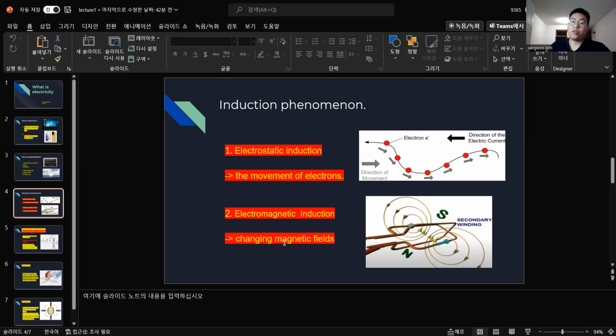So the next step is electromagnetic induction, changing the magnetic field. We don't know what that means, so that's why I'm here to explain it to you. Look at that. Let's assume that this is the core. Now it's stopped, but the coil is rotating, right? So the coil itself feels like the magnetic field is changing.